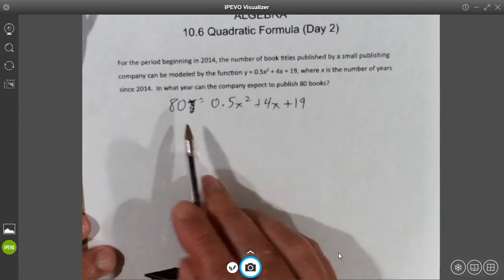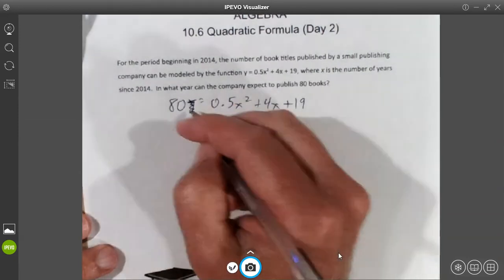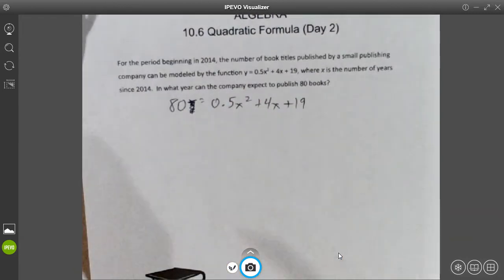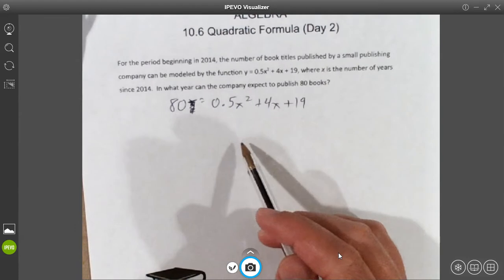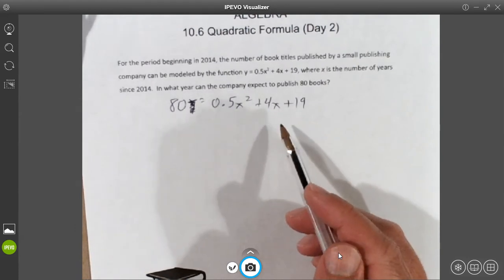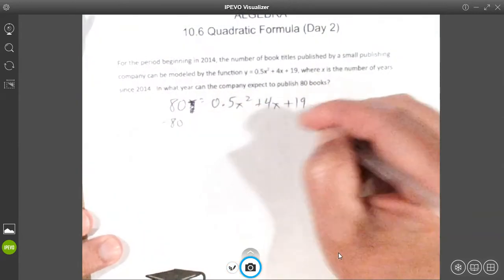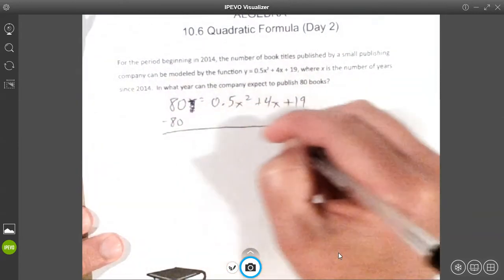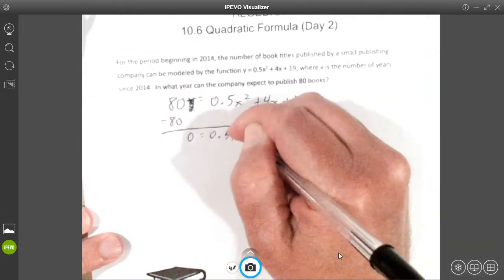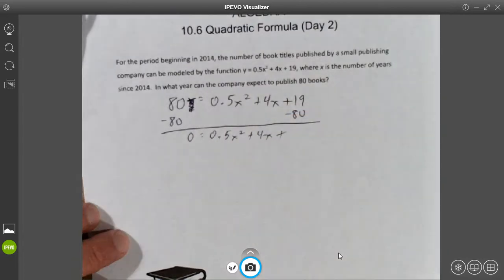Now, as we look at this, we've got an equation to solve. If you want, we could try to factor this, or maybe we graph it, but we're going to try to solve this with the quadratic formula. And remember, the first step in the quadratic formula is getting this thing equal to 0. So the first thing I want to do is subtract 80. That gives me 0 equals 5/10 x squared plus 4x, and then 19 minus 80.